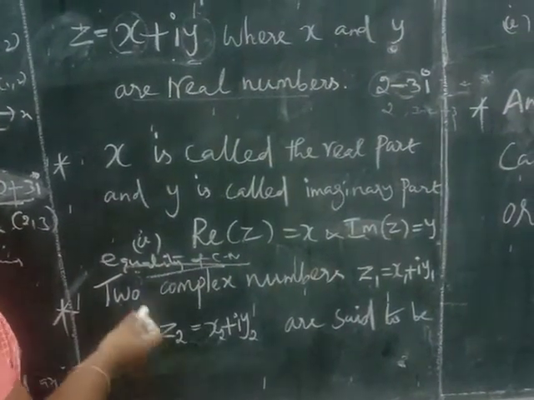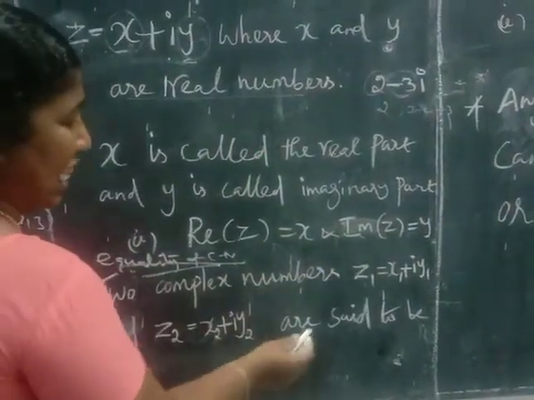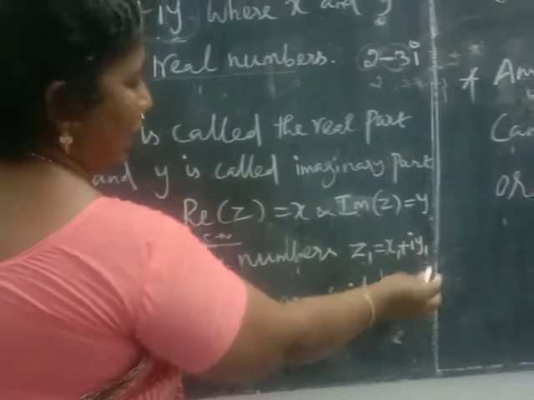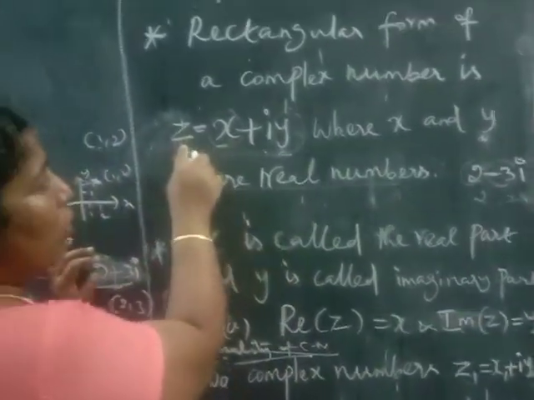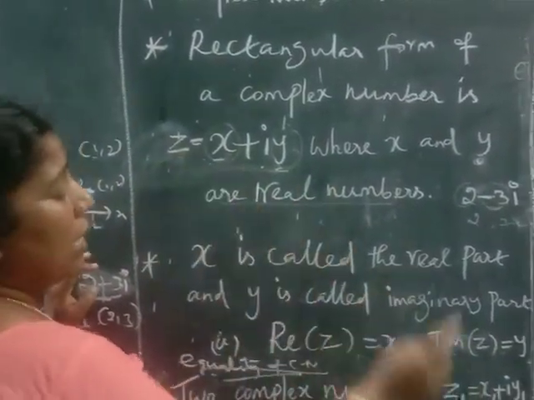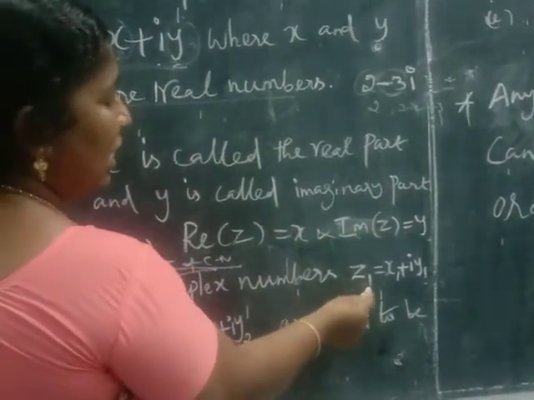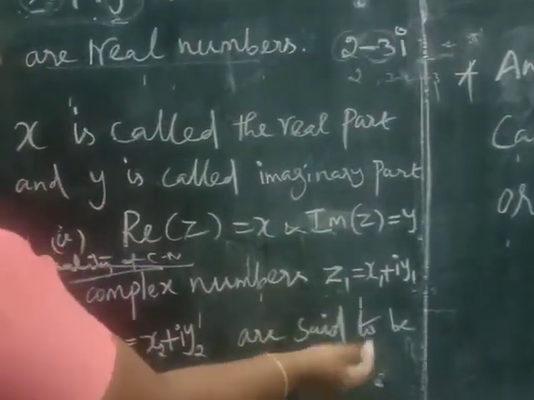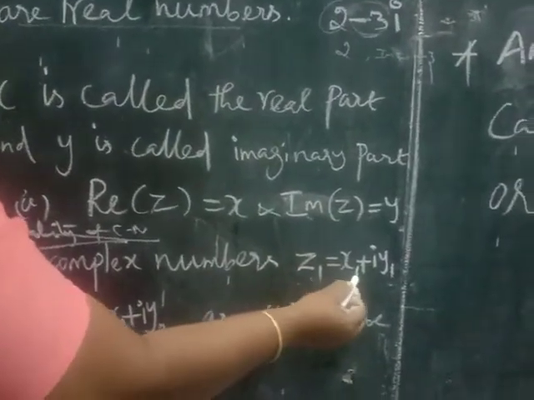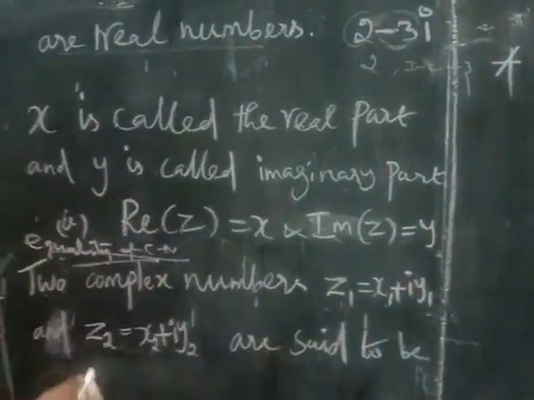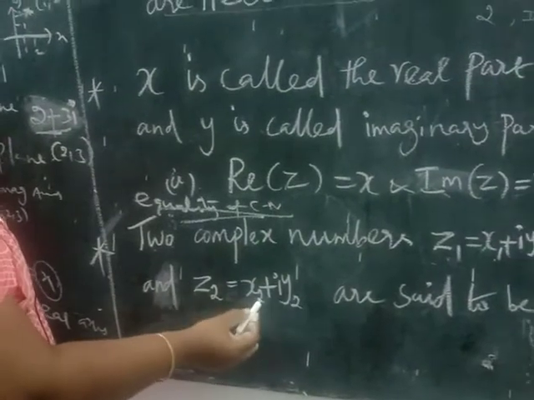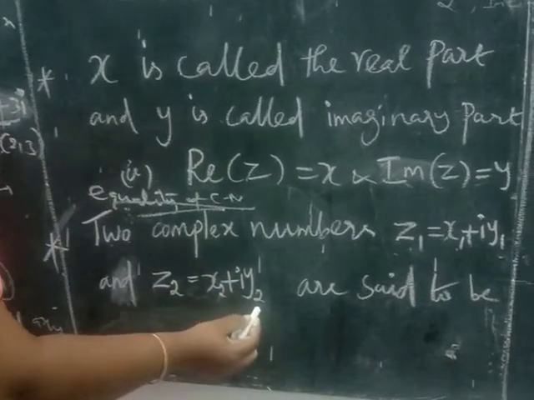Equality of complex numbers. Two complex numbers are said to be equal. Consider the first complex number. Generally a complex number is denoted by Z. Since there are two complex numbers, we write Z1, which indicates the first complex number. So Z1 equals x1 plus iy1 and Z2 equals x2 plus iy2.